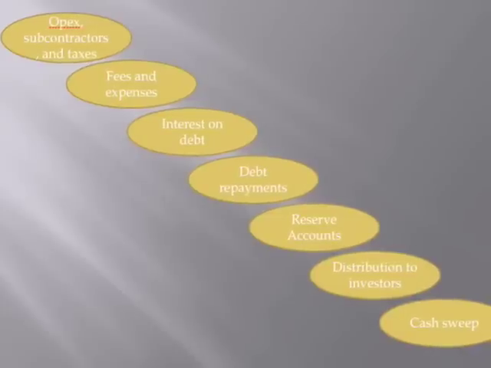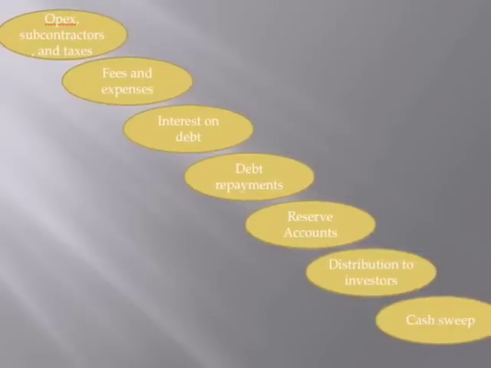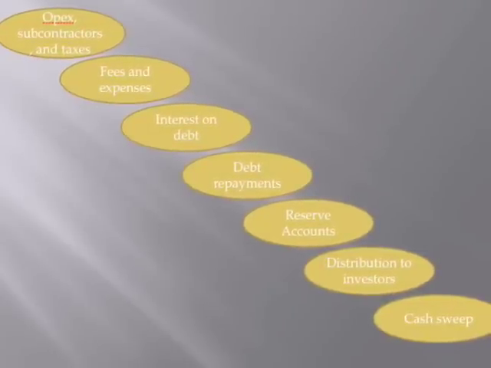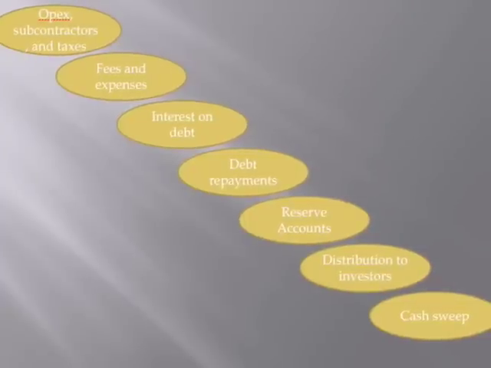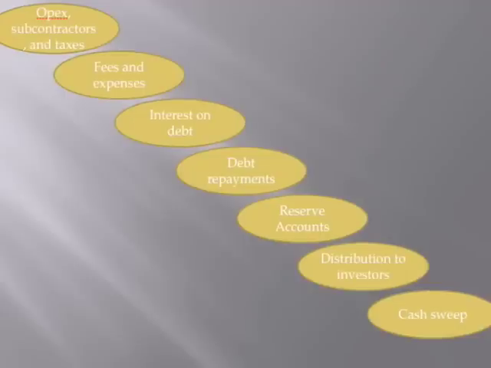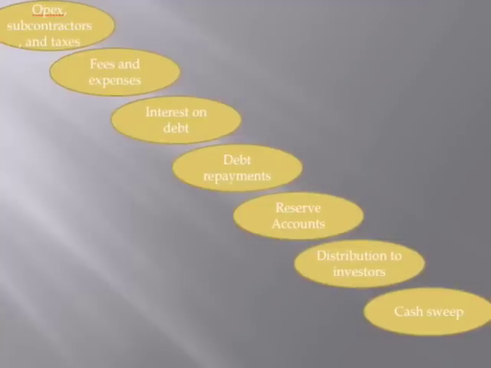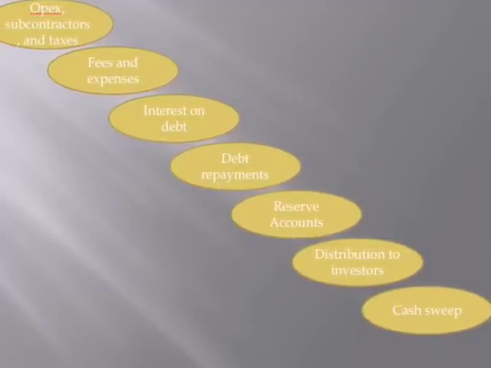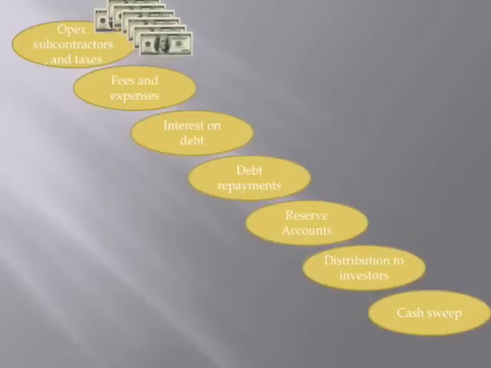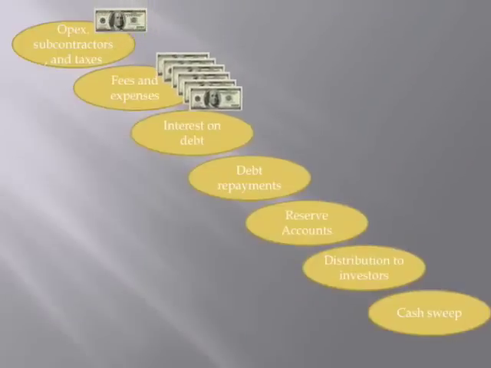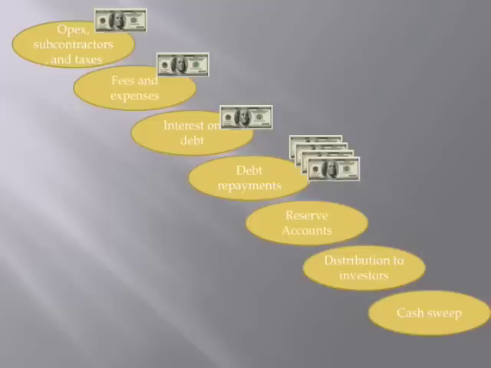Payment of operating costs, including the operation and maintenance contract and taxes, fees and expenses due to the agent bank, security trustee, or other necessary institutions, interest on debts, any swaps or other hedging payments, debt repayments, payments to the debt service reserve account and other reserve accounts, distribution to investors, and cash sweep of remaining funds. Using this prioritization method, cash flow waterfall, funds are used in the first category until all expenses have been paid.